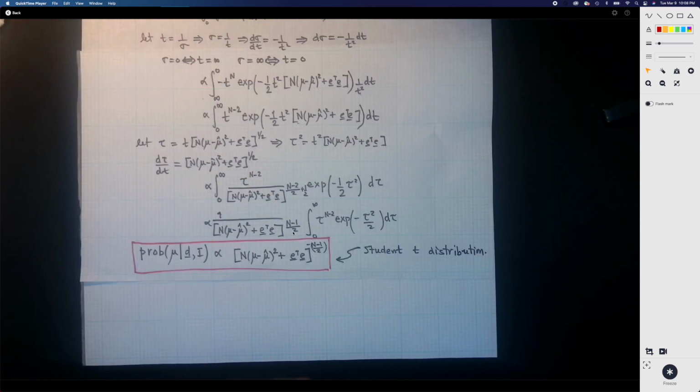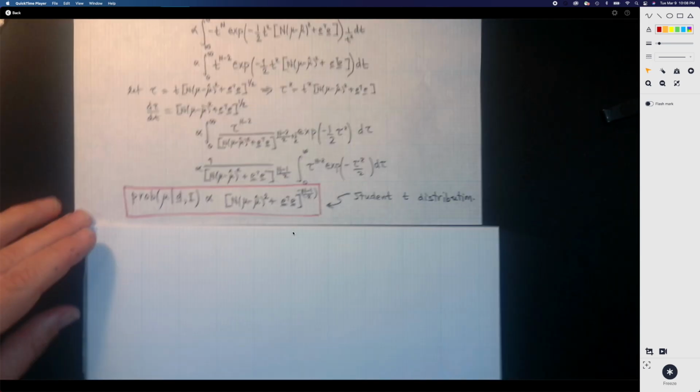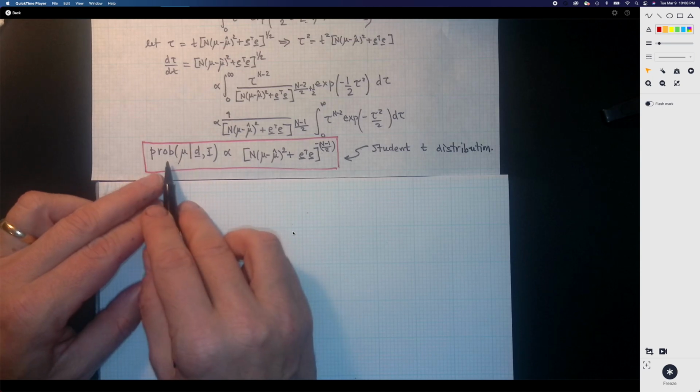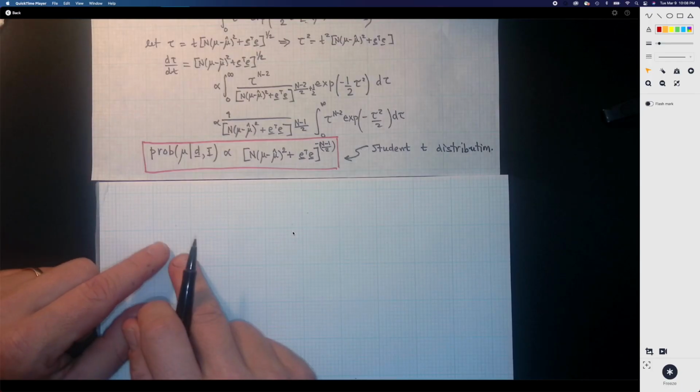So this distribution that we've gotten so far is known as the student t distribution. But let's approximate it using Laplace's approximation before going forward. So remember that to do Laplace's approximation, what we do is we take the logarithm of the probability distribution function and expand the logarithm in a Taylor series and truncate at the quadratic order. And the expansion is done about the location of the maximum of the posterior.